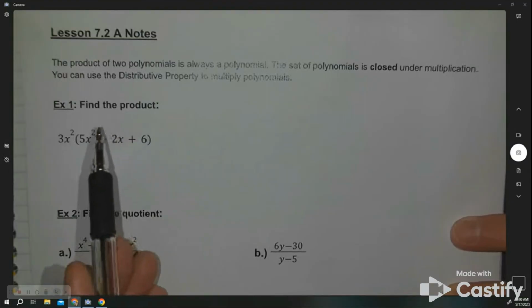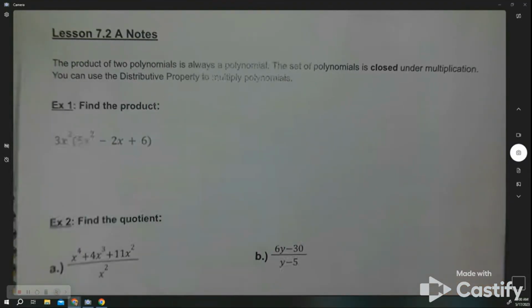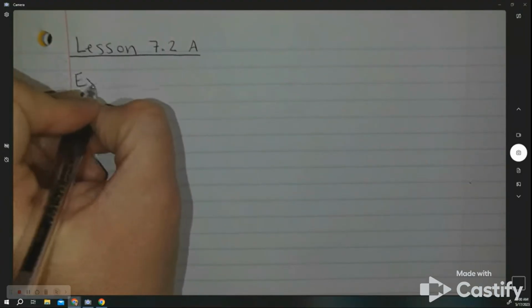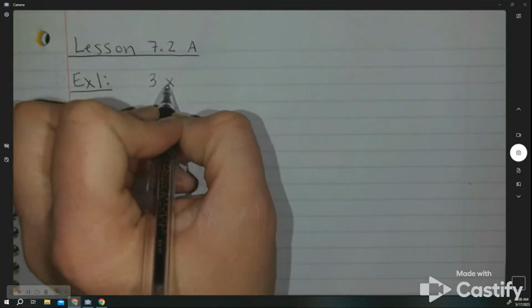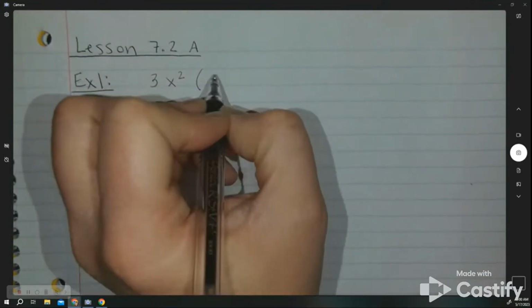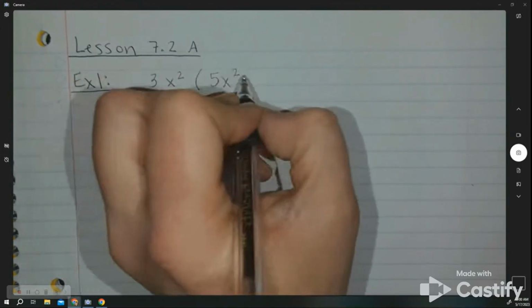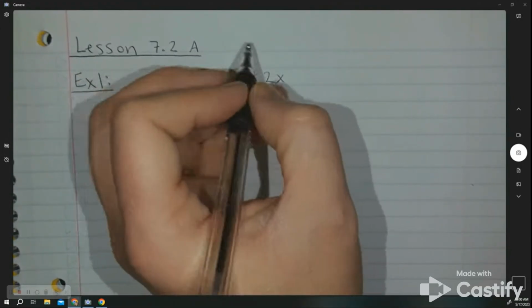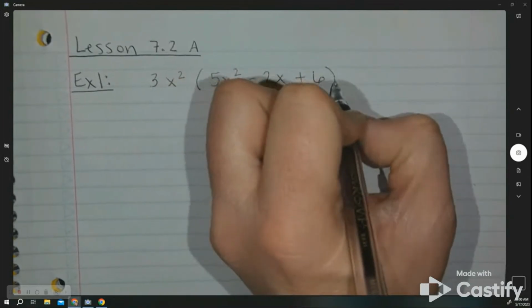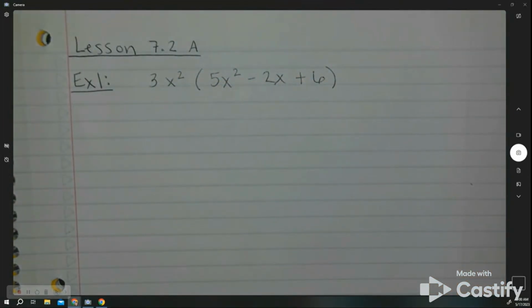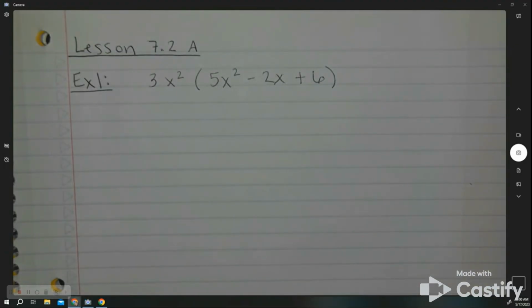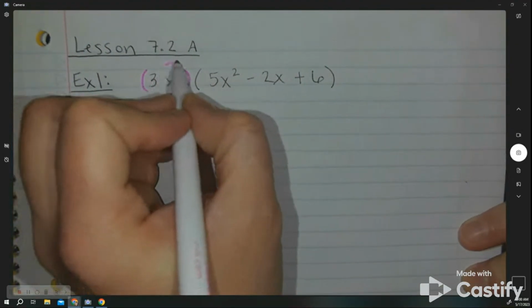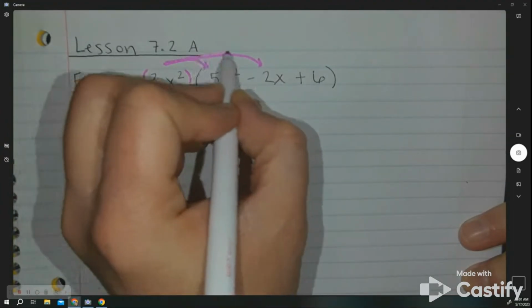So if we're looking at example 1, it says find the product. So let's rewrite this onto our notebook sheet. So we got example 1, 3x squared times the quantity 5x squared minus 2x plus 6. Now what that means is that I have to multiply this entire piece here. So all of this, I have to multiply it by each term inside the parentheses.